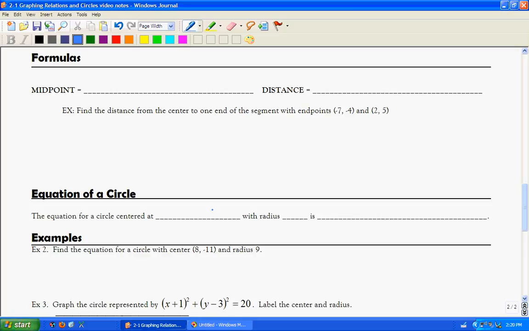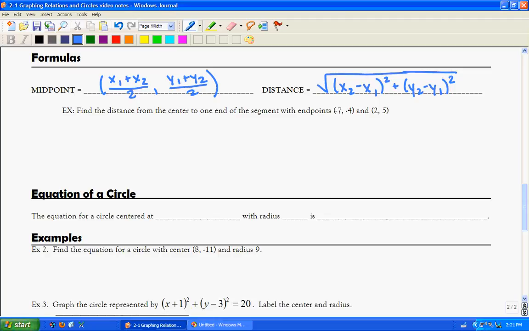Some formulas you may need in this section, and hopefully you remember from years past, is the midpoint formula, which is x sub 1 plus x sub 2 divided by 2, or the average of the x's, and then the average of the y's. So y sub 1 plus y sub 2 divided by 2, and that is a coordinate. And the distance formula is the square root of the difference of the x's, so x sub 1 minus x sub 2, or vice versa, squared, plus y sub 2 minus y sub 1 squared, all underneath the square root.